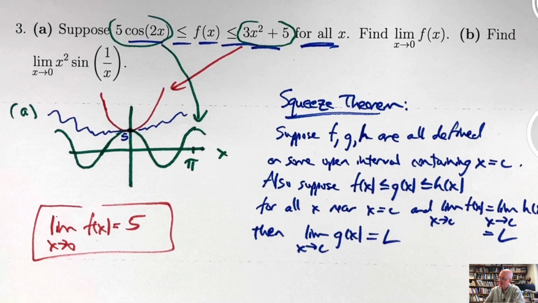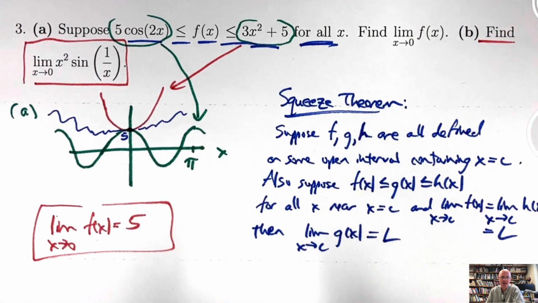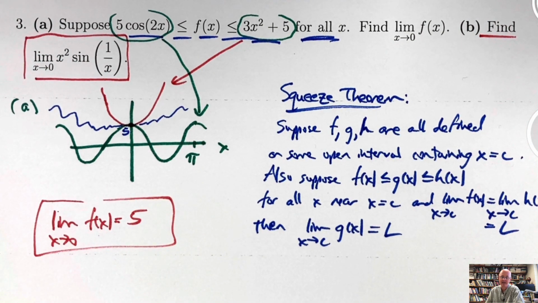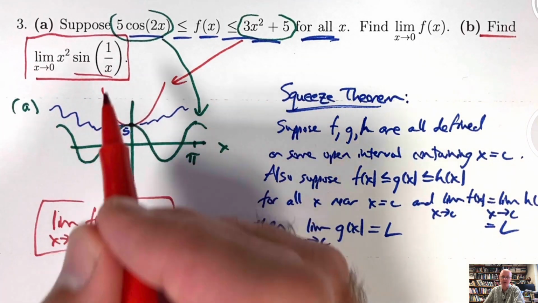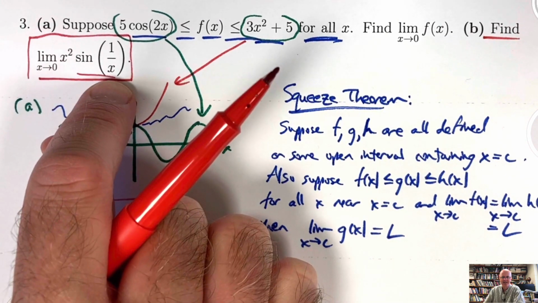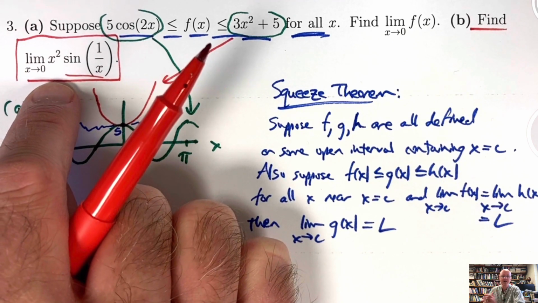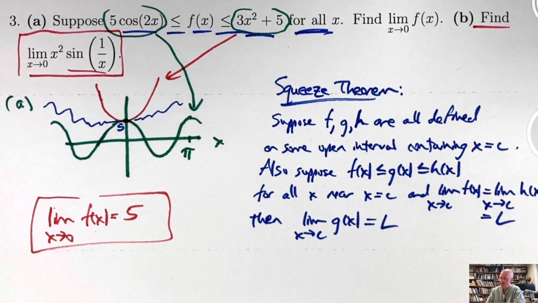Part B, find the limit of a particular function, x squared times sine of 1 over x. Now, I think it was a couple videos ago, I showed the graph of just plain sine of 1 over x, which was a crazy graph, a crazy function that oscillates infinitely often between -1 and 1, in fact, near 0. So that's still involved here, but I'm multiplying it times x squared. The x squared is not going to affect the fact that it oscillates infinitely often.